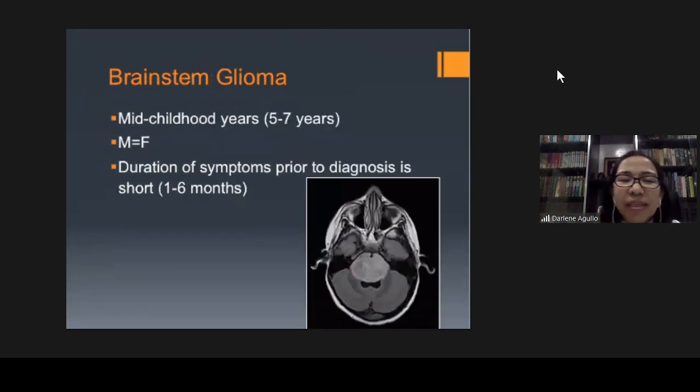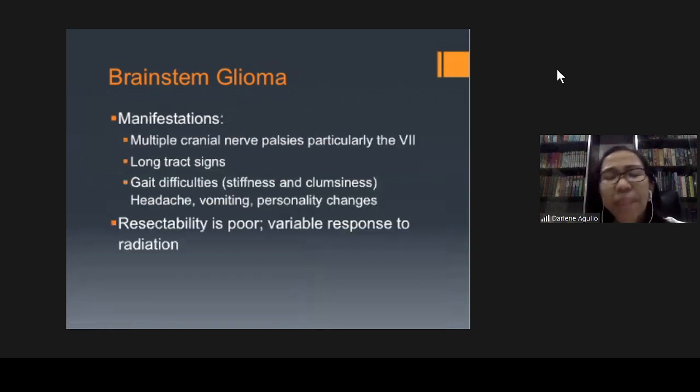Then we go to brainstem glioma. Ito isa pang madugo. No? This is seen in mid-childhood years, so 5 to 7 years. So no sex predilection, and the duration of symptoms prior to diagnosis is as short as 1 month. No? So 1 to 6 months. Mabilis lang din. Tingnan mo, yung entire pons niya, lumobo. This is brainstem glioma. So, doon talaga siya sa gitna ng brainstem. Paano mo naman yan mariresect?